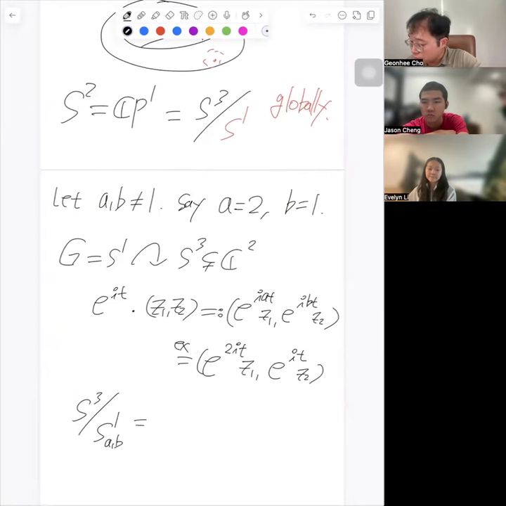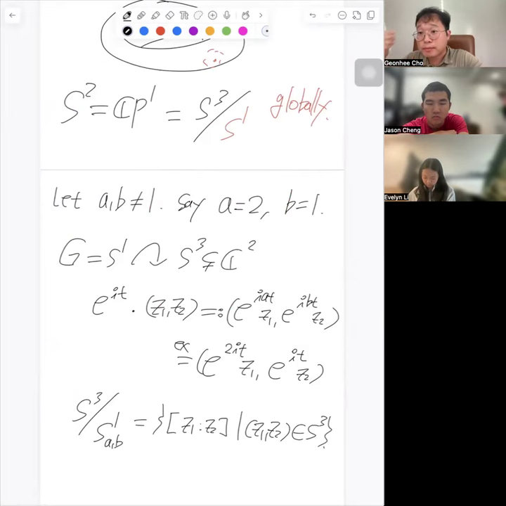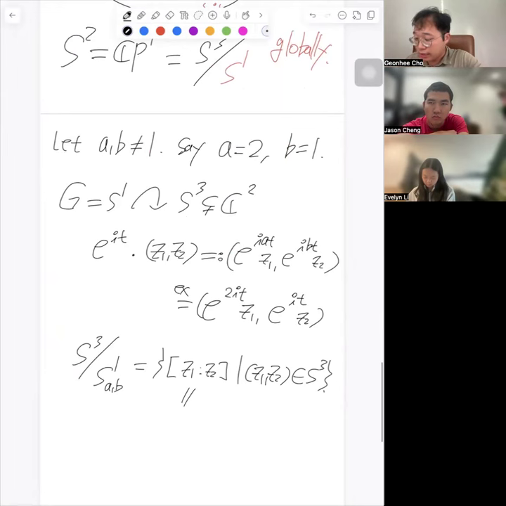So you can still write this as [Z1 : Z2] as one element, where Z1, Z2 is in S3. Right? But the meaning of this set is now different. Can you see that? This is no longer lambda times Z1, lambda times Z2. They're now different, so you need to now put A and B here. Is that okay with you? A and B here.